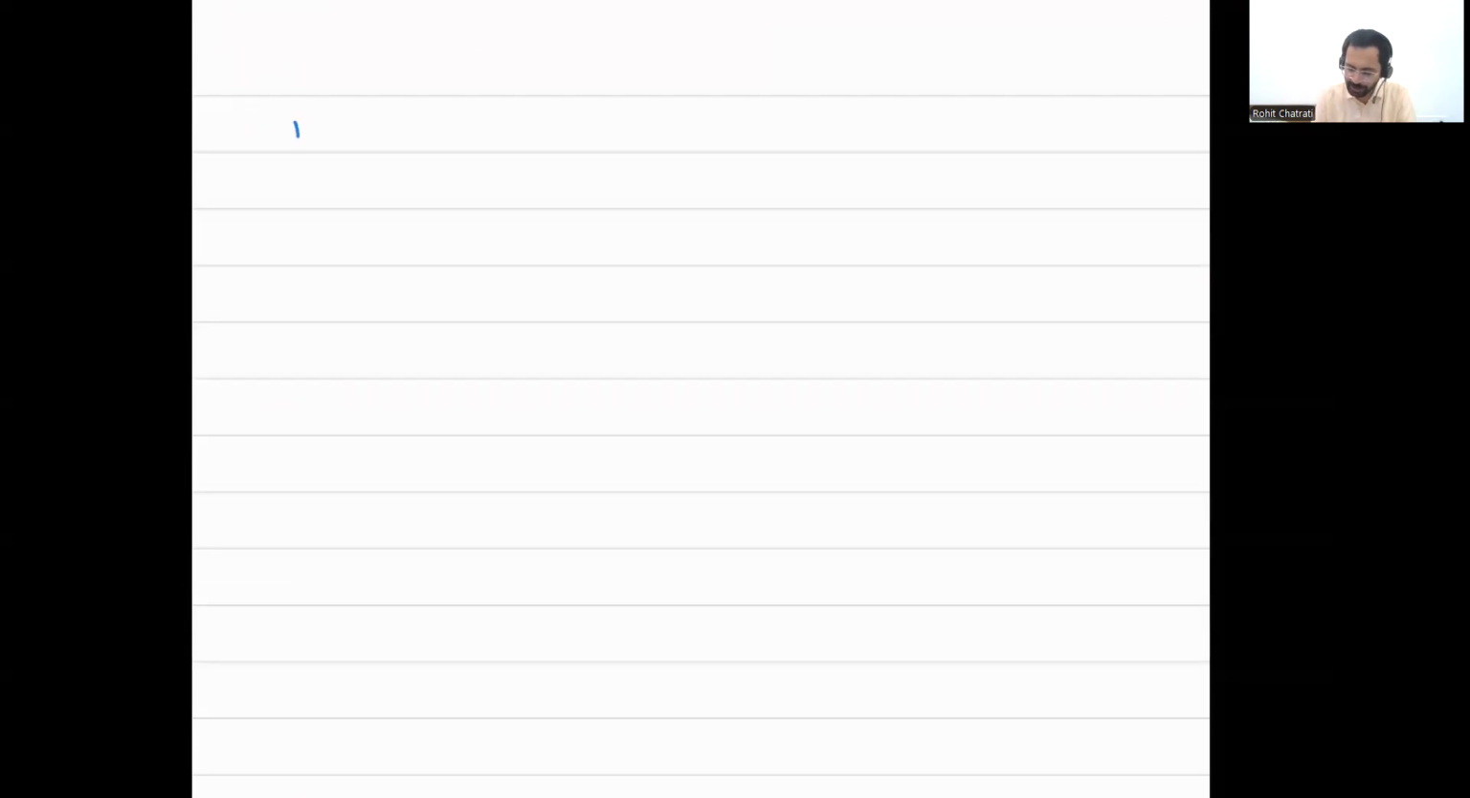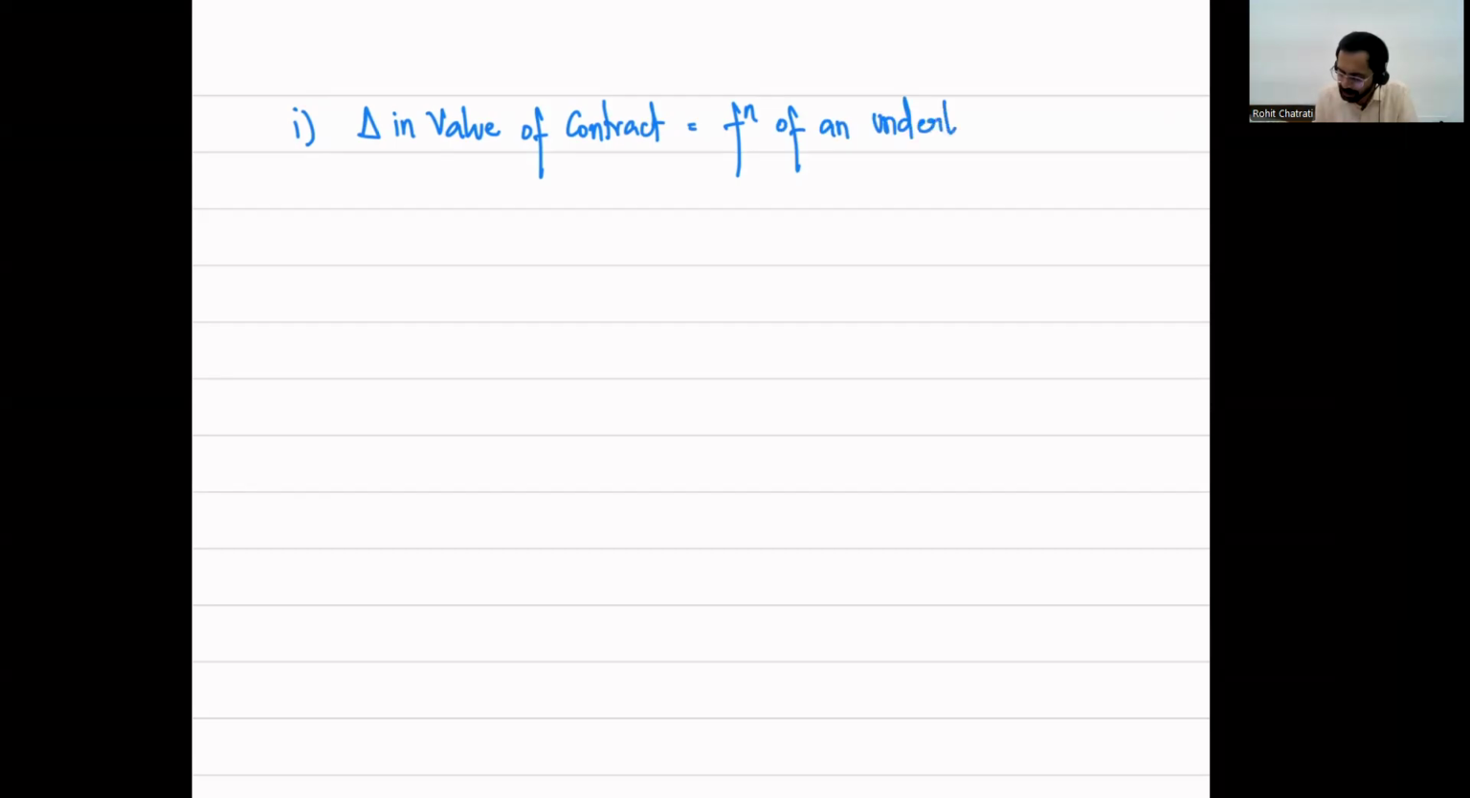The first condition is that the change in the value of the contract should be a function of an underlying variable. So when the underlying variable changes, then the value of the contract is supposed to change. The second condition is there should be either nil or low initial investment. All right, the initial investment should either be nil or it should be very low.